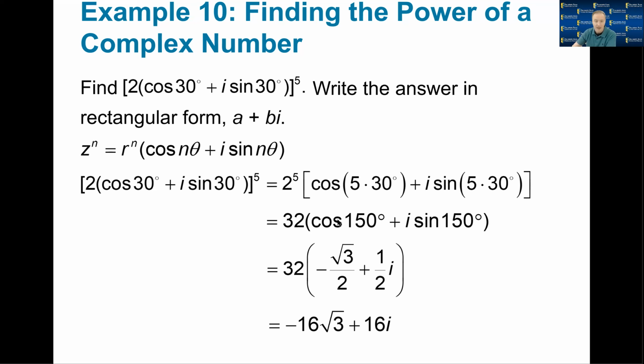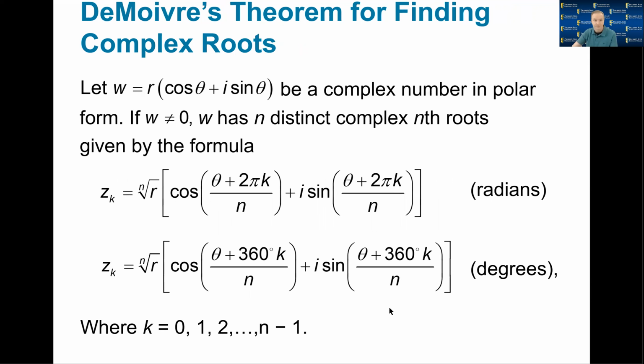So you could see I plugged in cosine of 150 is negative square root of 3 over 2. My sine of 150 is 1/2. Then at that point, I would just distribute the 32 through, and I would say the real number component is going to be -16 root 3. And then the imaginary component is going to be plus 16i. That would form your complex number in rectangular coordinate system.